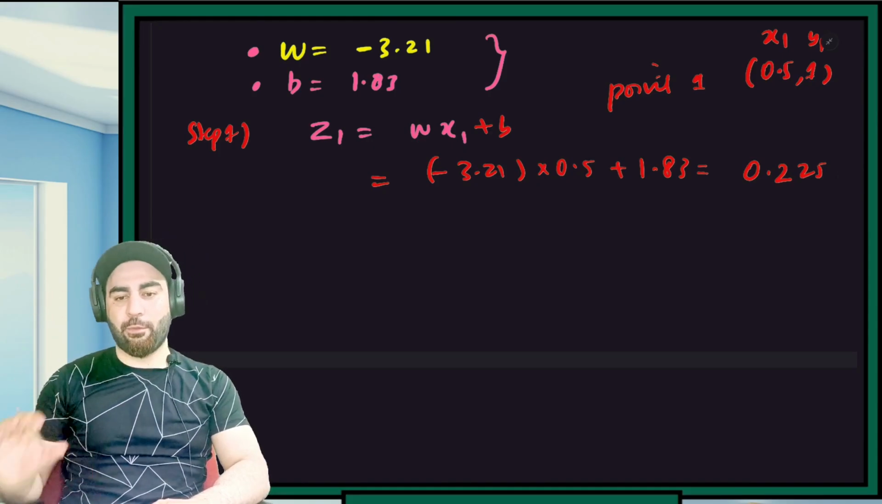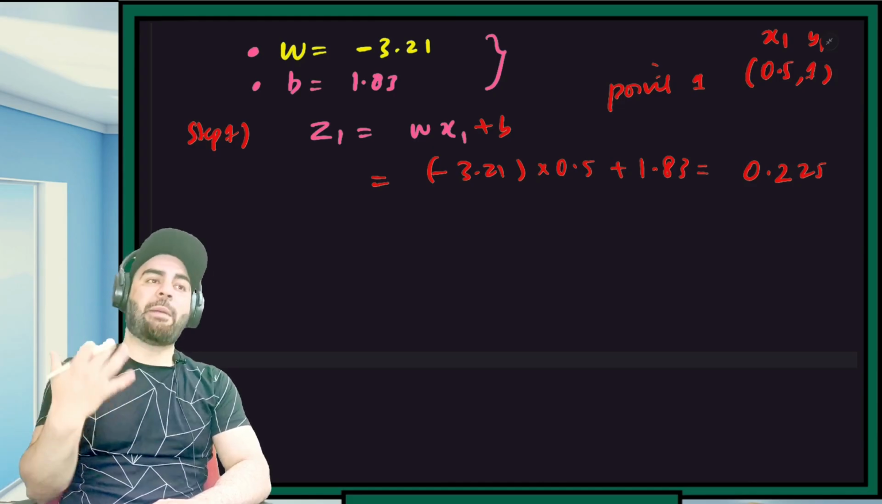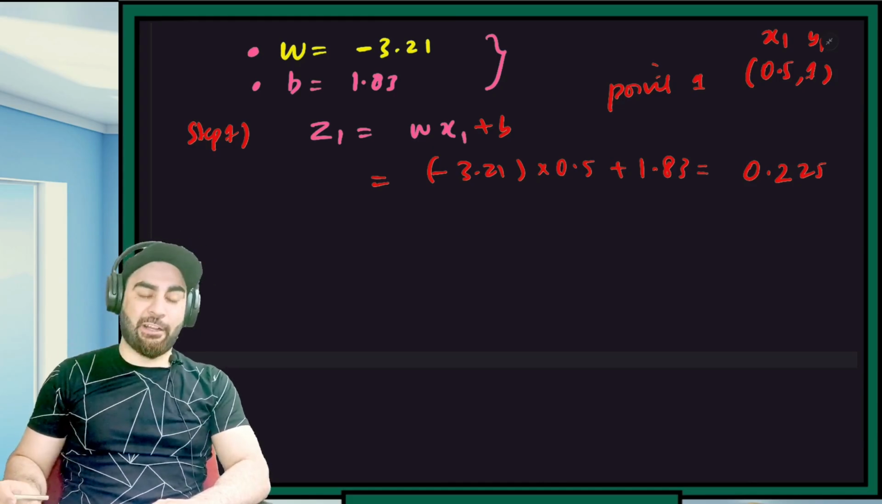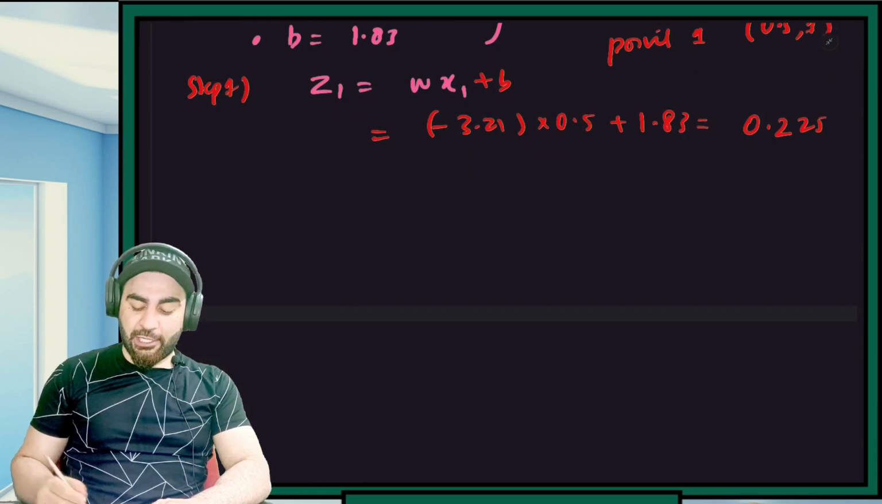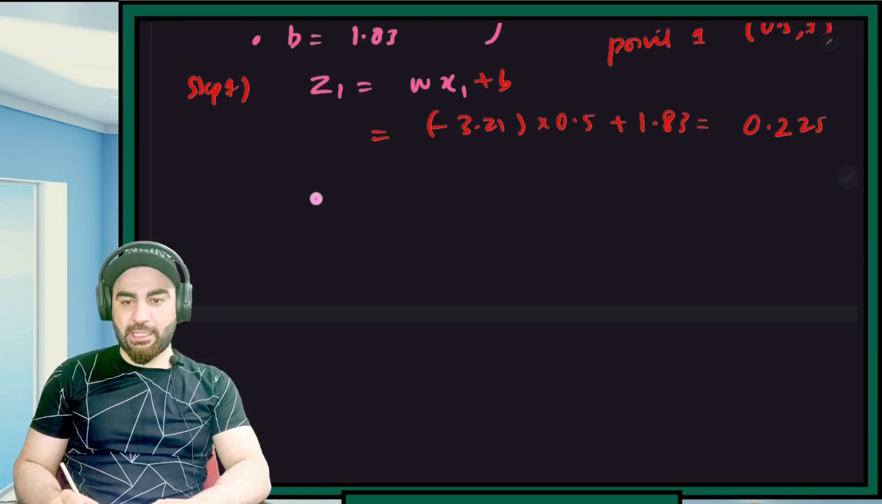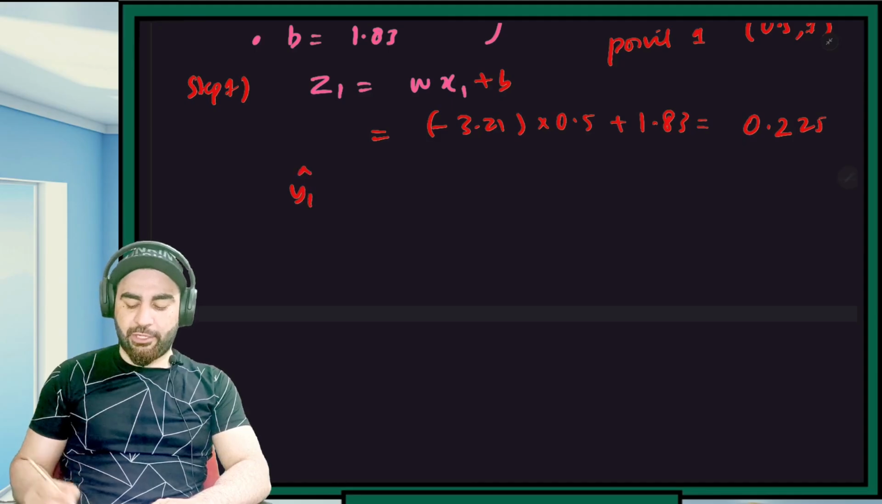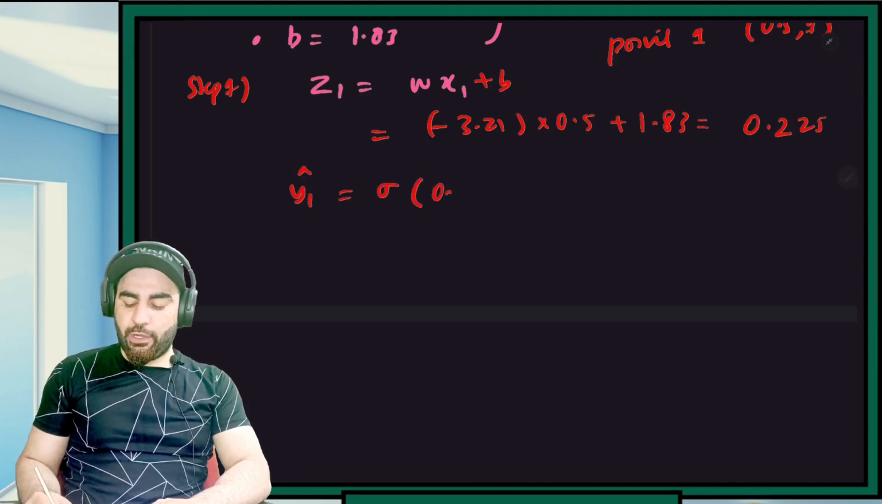We said that we have to perform this computation. So initially with this, now we have to apply sigmoid on this. This is the aggregation function that we did. After aggregation, we will apply the sigmoid. How to apply sigmoid? You have to apply sigmoid: y1 prediction is equal to sigmoid of 0.225.